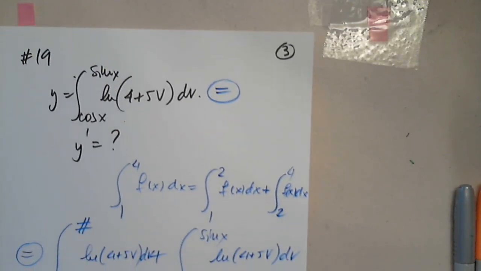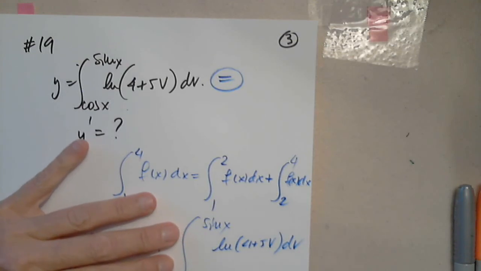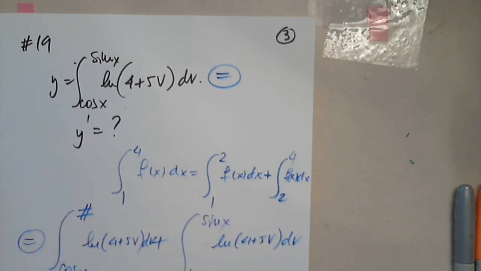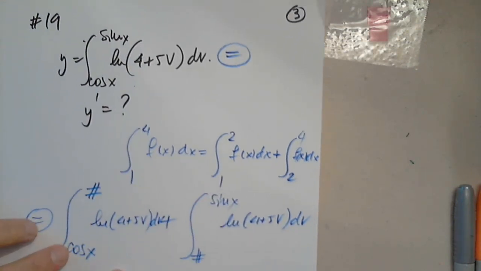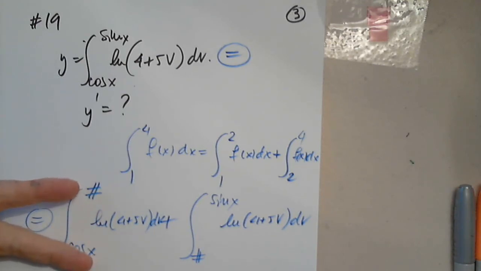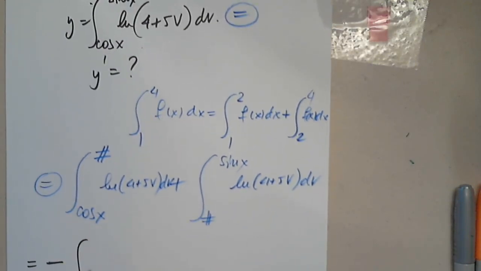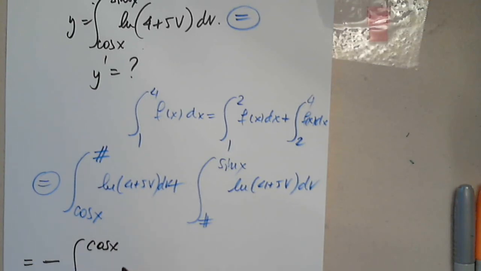I see two integrals. I'm happy with one of them, but I'm not happy with the other. Which one am I not happy with? The sine x? I am happy with this because it starts with a number and it has a function. I'm not happy with this one because it has a function as the lower limit, not a number. Yes, I swapped the limits of integration. I put minus in front, and now everything is prepared for differentiation.